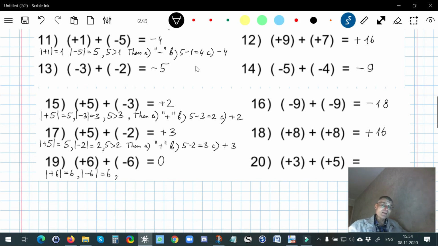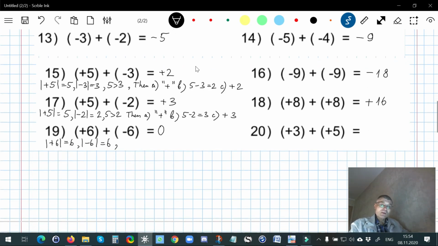And the last one is also very easy, because both signs are the same. We just put a positive sign, and it's positive 8. So I hope you caught the gist of it. If not, we'll be coming back to this, but I hope that you have.